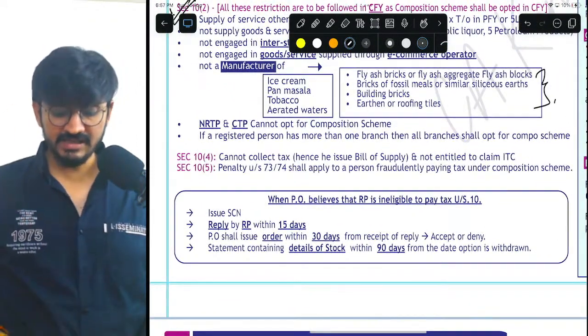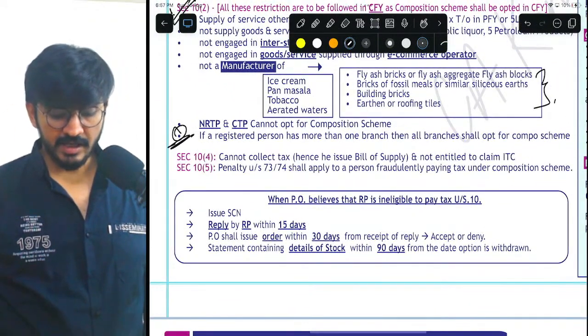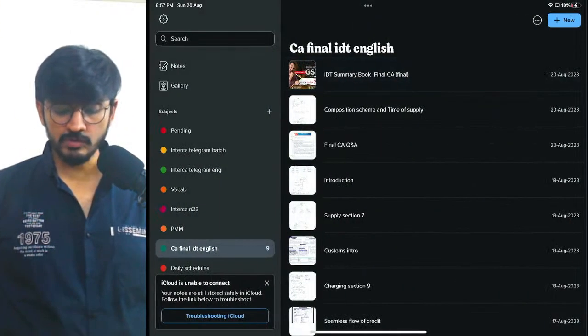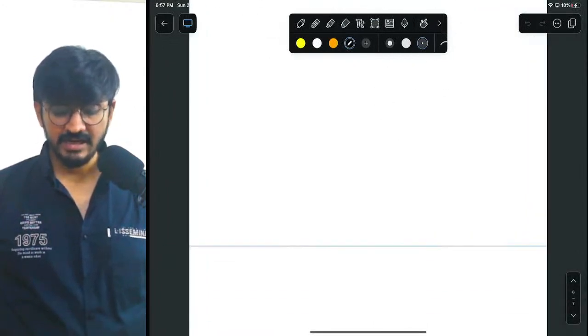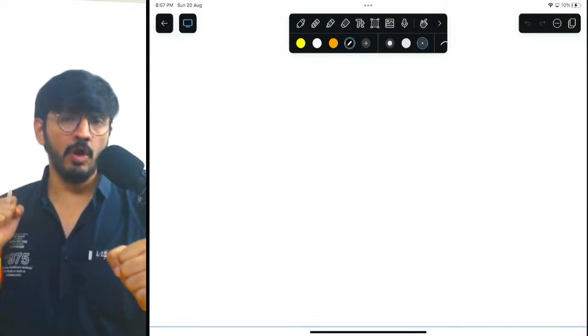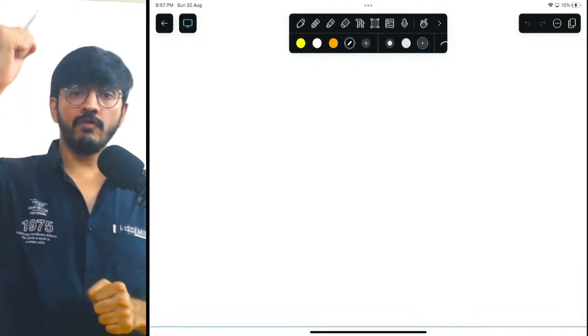That's it. And the last case is, my dear friends, very simple. It's basically the Proviso to Section 10(2). And the Proviso to 10(2) says a very, very simple thing. It says that, listen, boss, one for all, all for one.